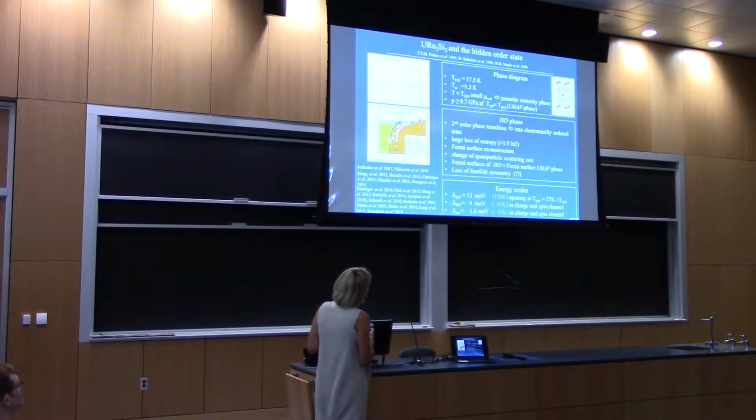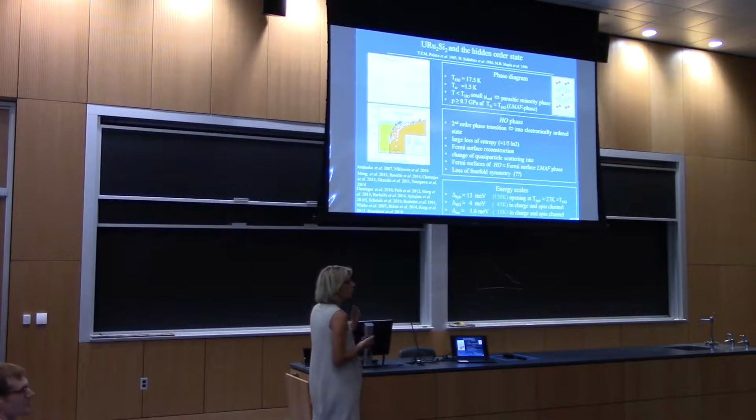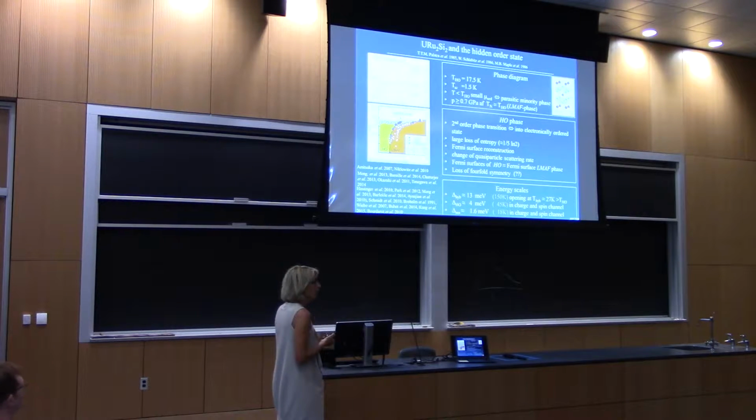Interesting is that the hidden order phase is very close to a large-moment antiferromagnetic phase, by simply applying a little bit of pressure. I'm showing here the temperature-pressure phase diagram, and at only a few kilobar the hidden order actually disappears and you are in an antiferromagnetic phase with roughly the same transition temperature.